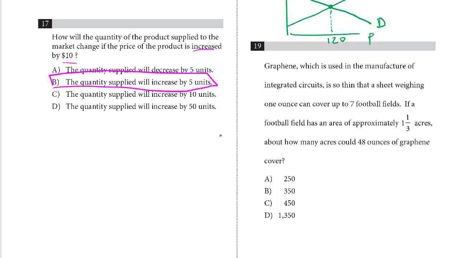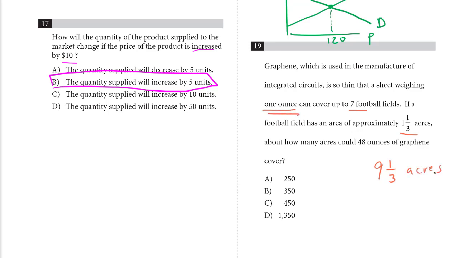Graphene, which is used in the manufacture of integrated circuits, is so thin that a sheet weighing 1 ounce can cover 7 football fields. That's pretty cool. If a football field has an area of approximately 1 1/3 acres, so 7 football fields is going to be 7 times 1, 7 times 1/3. That's going to be 9 1/3 acres. So 1 ounce of graphene will cover 9 1/3 acres.